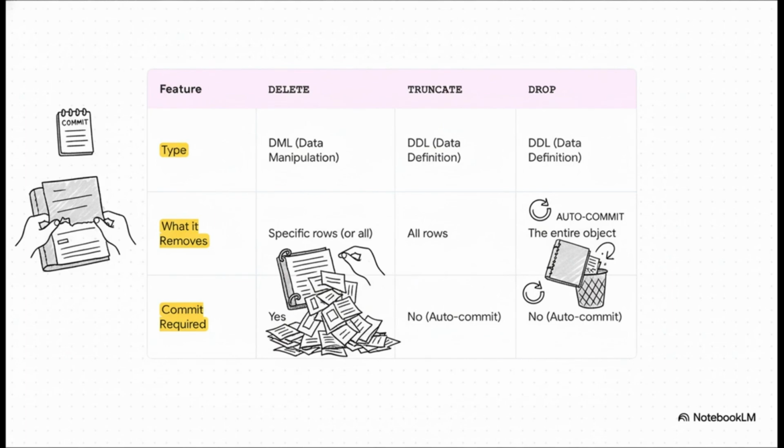Delete is like carefully ripping out a single page, or maybe a few specific pages. It's a data manipulation command, so you have to hit save, or commit, to make the change permanent. Truncate is like popping open the binder rings and dumping out all the pages at once. It's super fast. The binder itself is still there, but it's totally empty. And then there's drop. That's like taking the entire binder, cover, pages, everything, and just throwing it straight in the recycling bin. It's gone. Both truncate and drop are data definition commands, which means they happen instantly, no takebacks.